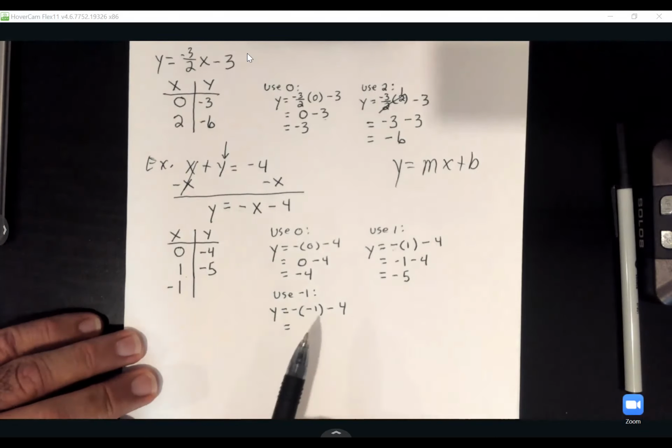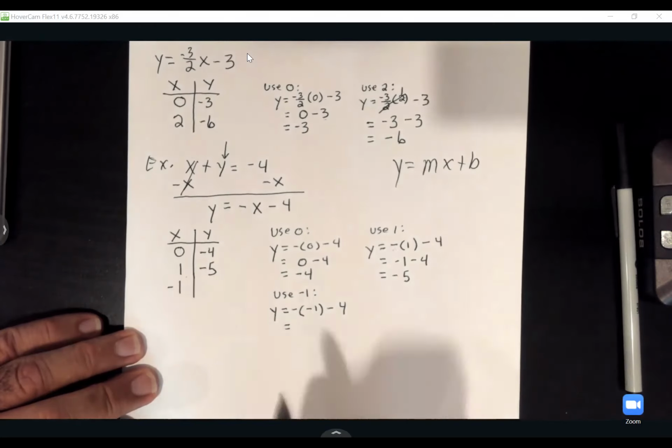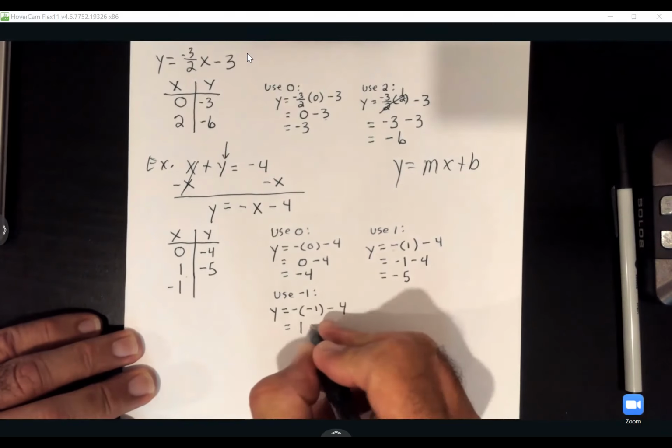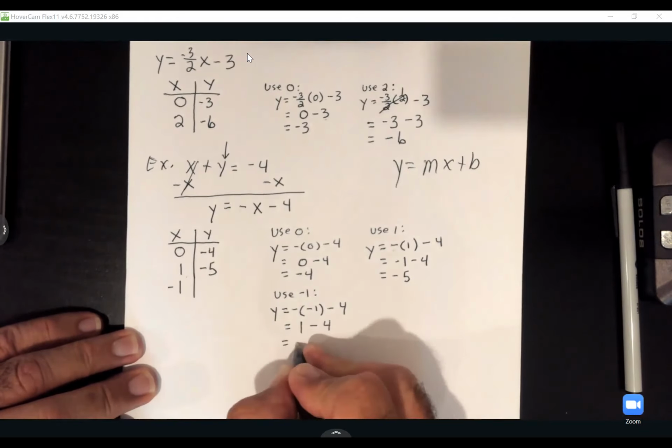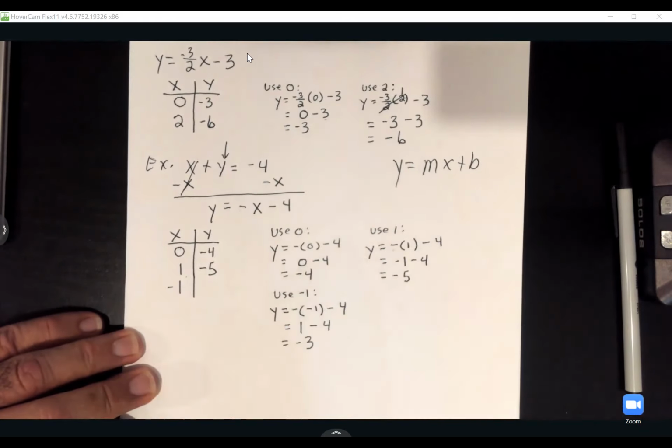All right, so I'm not seeing my chat light up, but remember, negative times a negative is going to make that a +1, and then bring down your -4, and then 1 minus 4 gives you a -3.